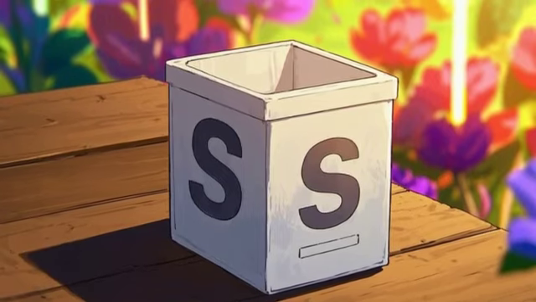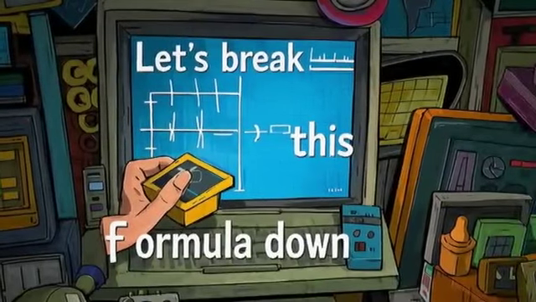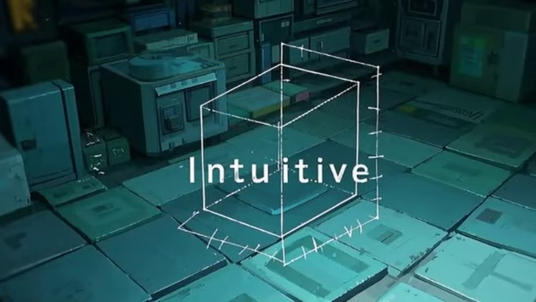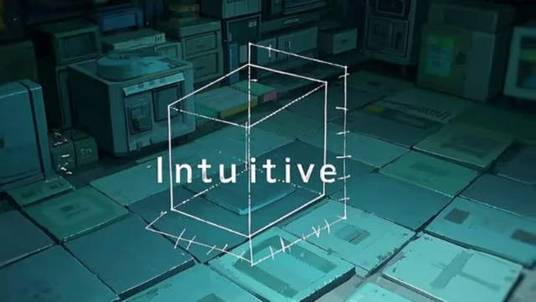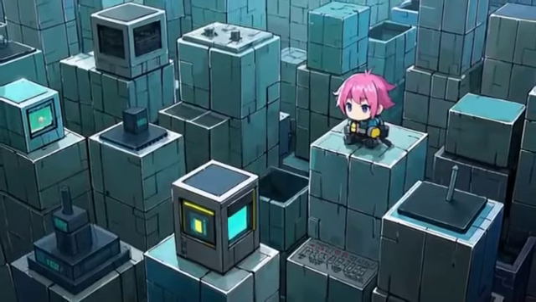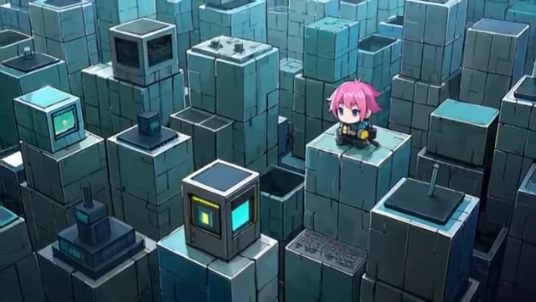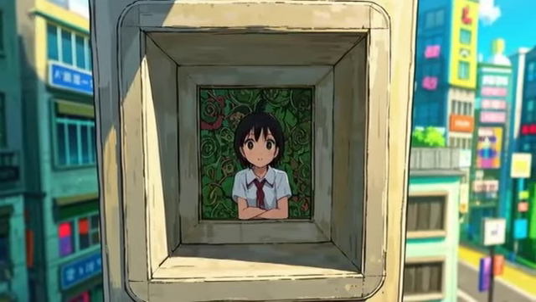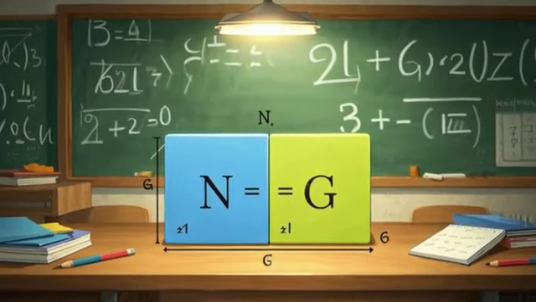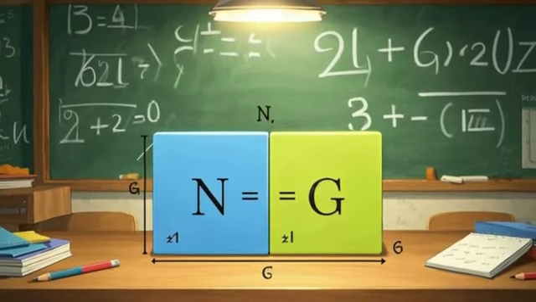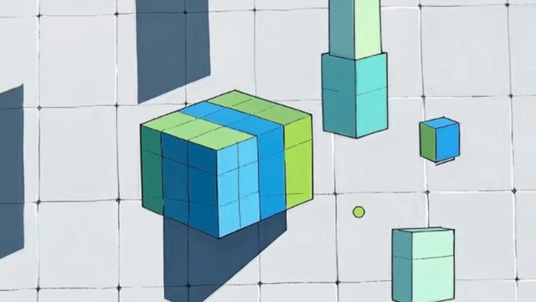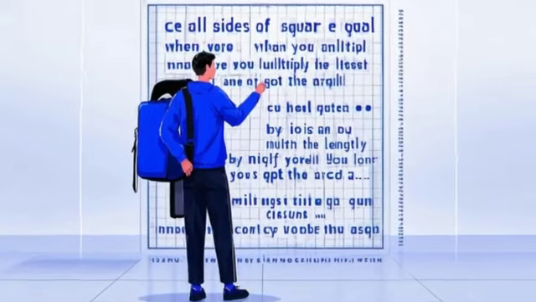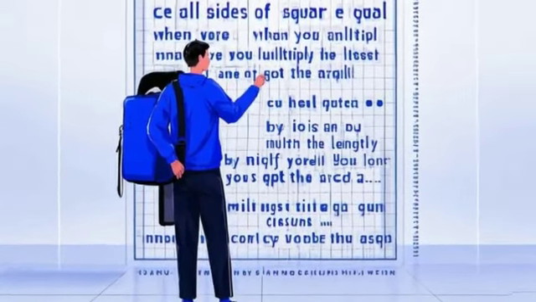Let's break this formula down. The idea behind it is quite intuitive. Imagine you have a square with side length S. If you want to find out how many unit squares can fit inside this larger square, you're essentially multiplying the number of unit squares along one side by the number of unit squares along the adjacent side. Since all sides of a square are equal, when you multiply the length of one side by itself, S times S, you get S squared, which gives you the total number of unit squares that make up the surface area of the square.